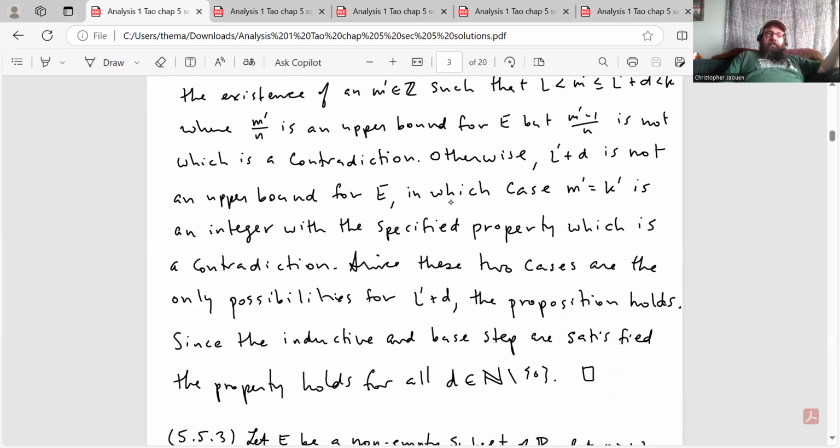And again, this was a proof by induction, so therefore the proposition holds for all non-zero natural numbers by induction.